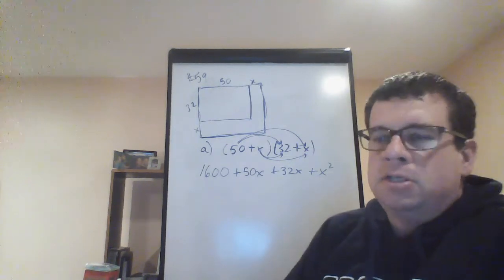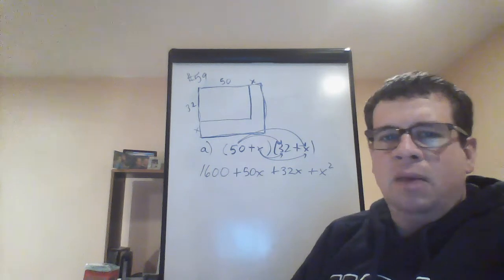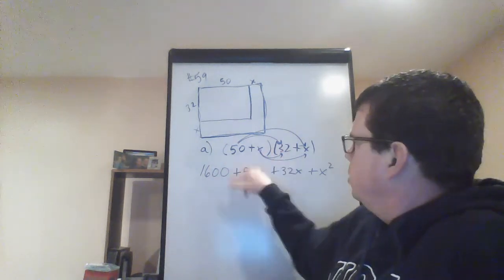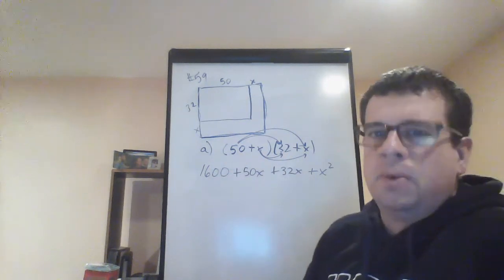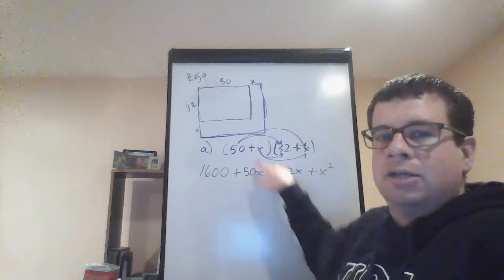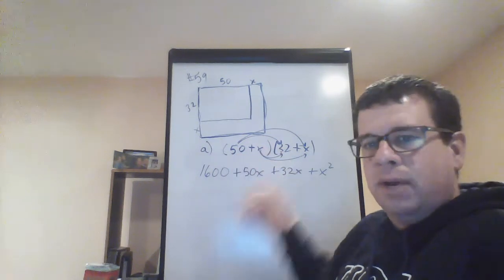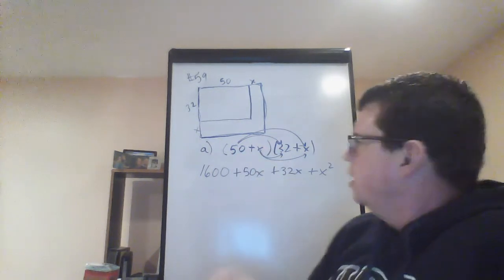Now, let me take a quick side note here on the Flipgrid thing that I asked you to do. A lot of you are saying, hey, wait a minute, I see that I do 50 times 32 and then 50 plus 32, but I'm not sure where the x's are coming from. Well, they're coming from right here. That went before I combine like terms. It's not just 50 and 32, it's 50x and 32x. So that's where those x's are coming from.